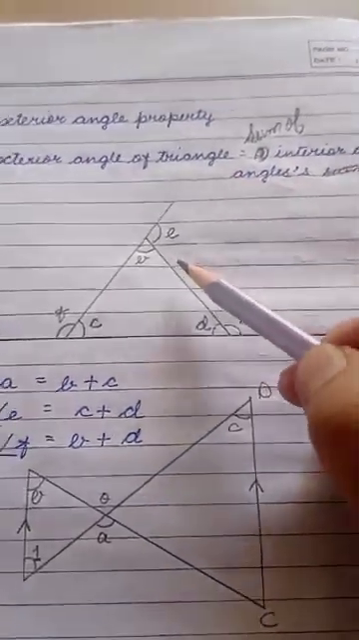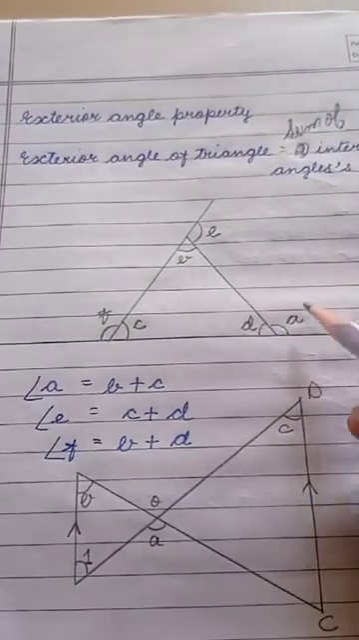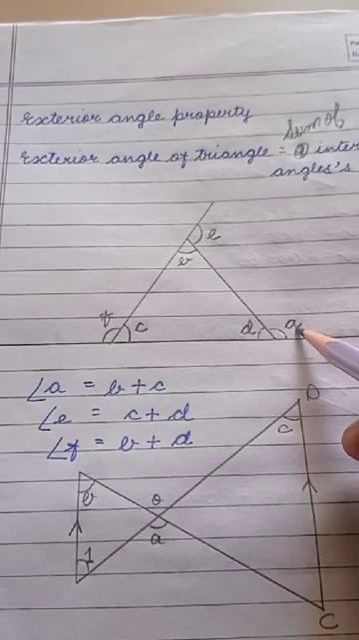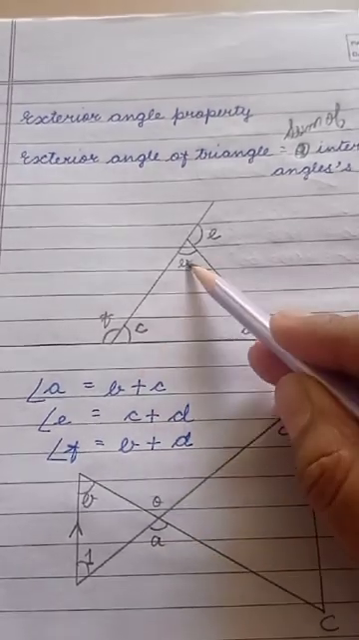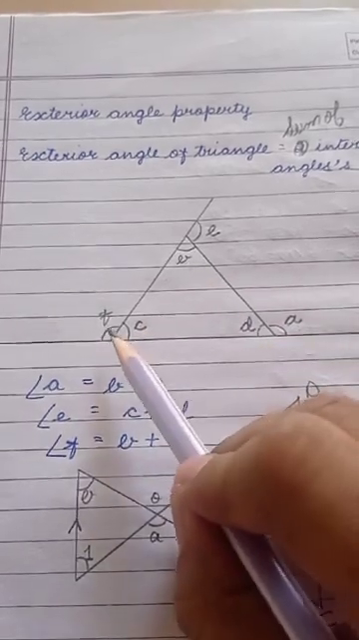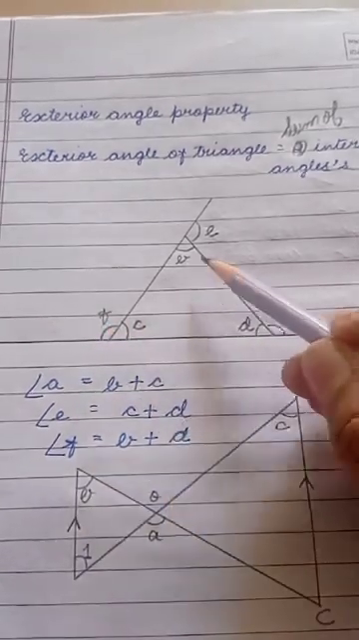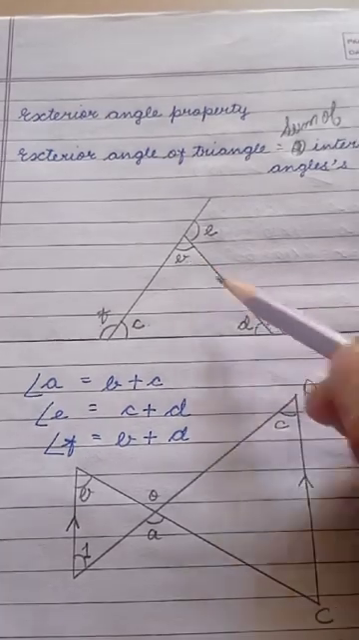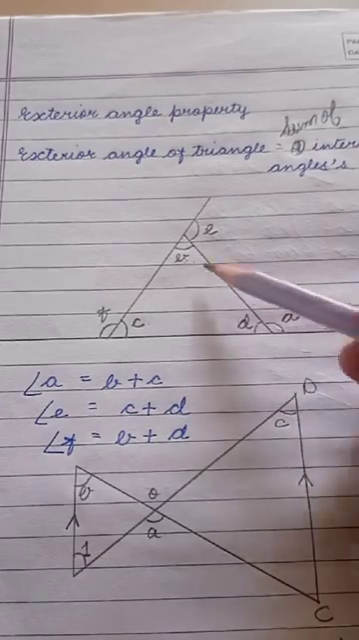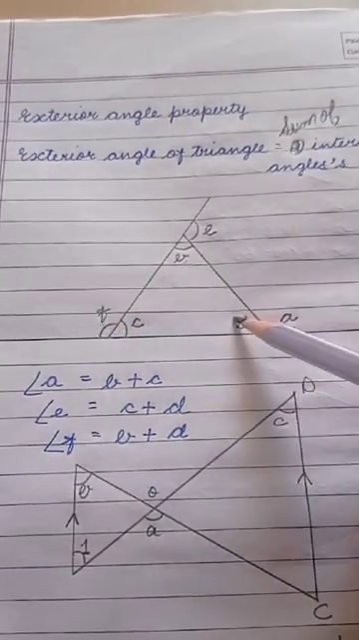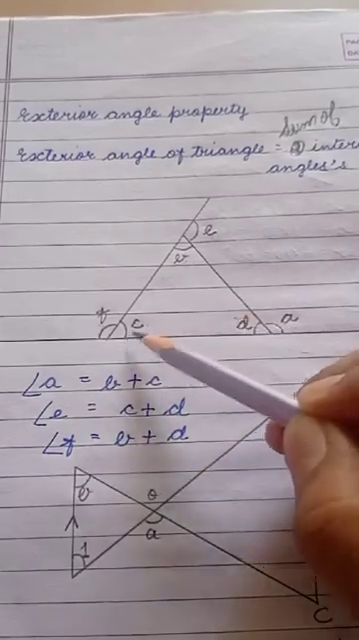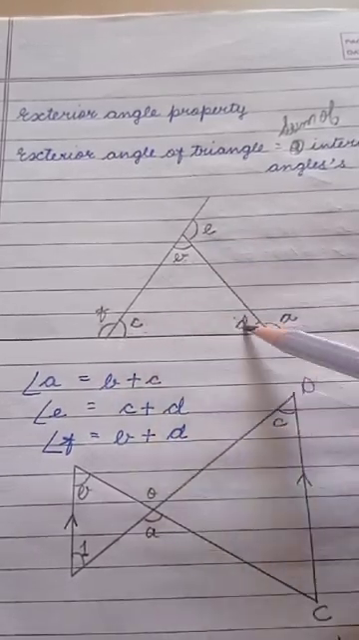Now let me state, see beta, in this case angle A is the exterior angle of the triangle. So A will be equal to the sum of B plus C. B and C both are interior angles and opposite to A. Same way, what will be F? F is equal to B plus D, sorry, it is B plus D. So B and D both are interior angles and opposite to F. E is also exterior, so E will be equal to C plus D. Clear? So they are interior and opposite angles.